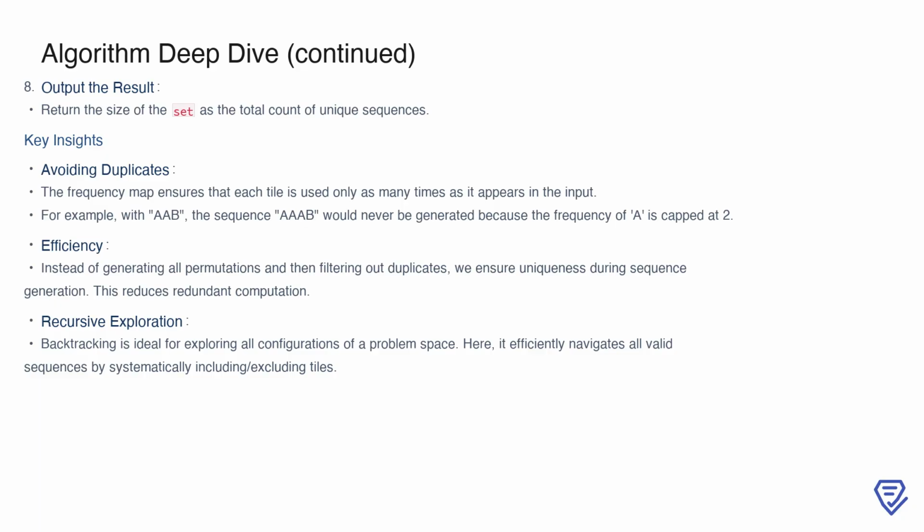There are several key insights to highlight here. First, the use of the frequency map ensures that we avoid duplicates during sequence generation. For instance, with AAB, we would never generate an invalid sequence like AAA because the frequency of A is capped at 2. Second, this approach is efficient because it eliminates the need to generate all permutations first and then filter out duplicates. By ensuring uniqueness during the generation process itself, we save significant computational effort. Finally, backtracking is an ideal strategy for this kind of problem. It allows us to systematically explore all valid sequences by making decisions at each step, whether to include or exclude a tile, while efficiently navigating the problem space.